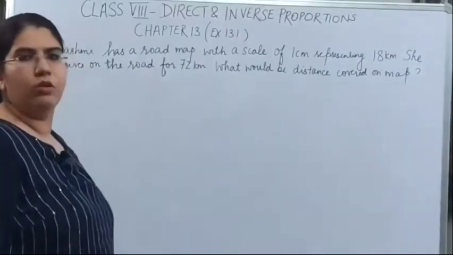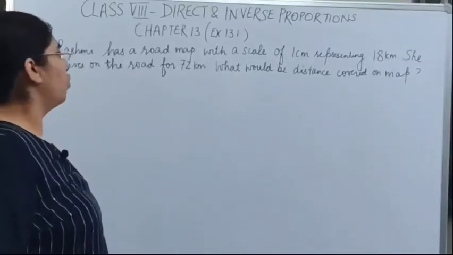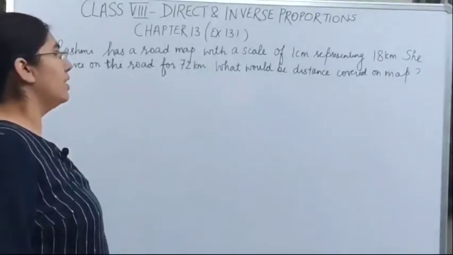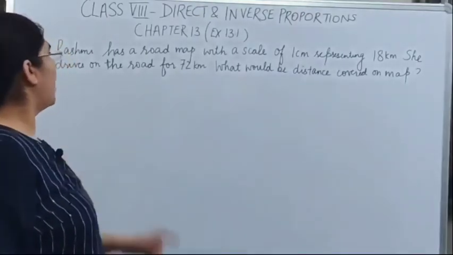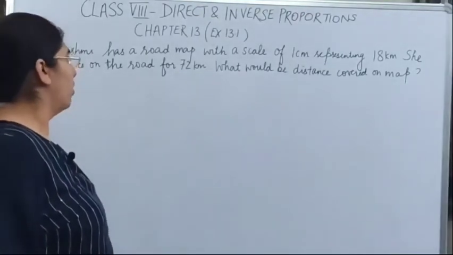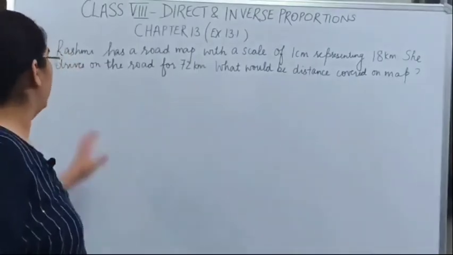Now, let us have a look at question number 8. It says Rashmi has a road map with a scale of 1 centimeter representing 18 kilometers. She drives on the road for 72 kilometers. What would be the distance covered on the map?